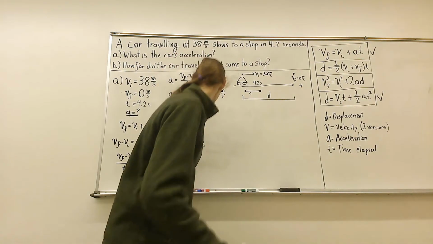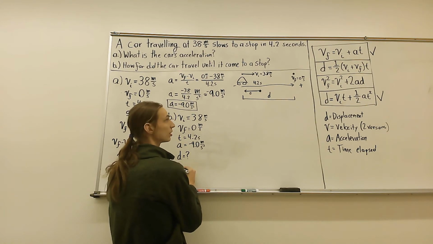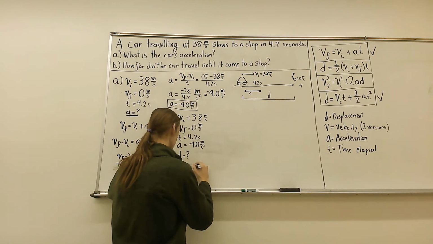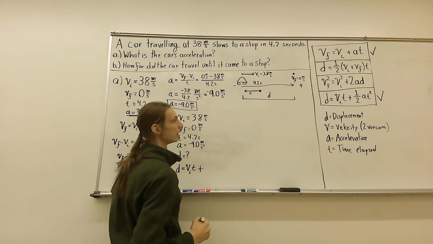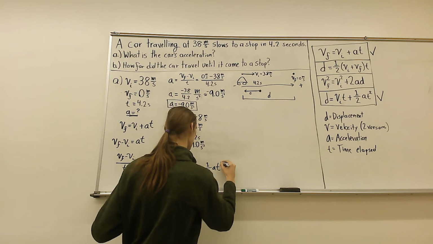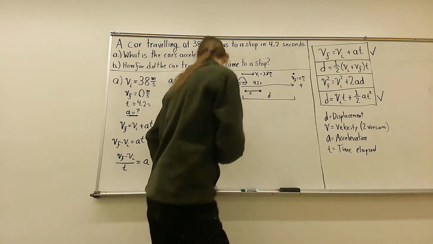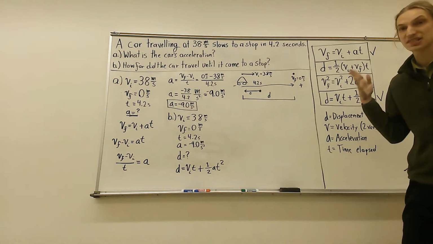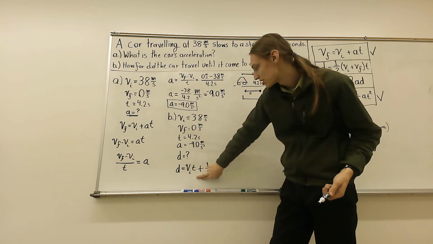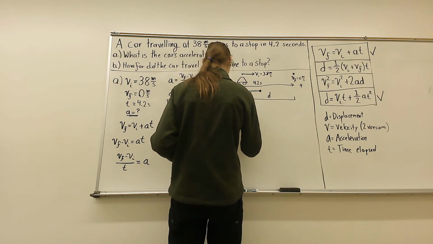So this equation tells us d equals vi times t, so vit plus 1/2 at squared. So now that we have our equation, the reason I chose this one is because it's already solved for us. We're trying to figure out d, and d is already on its own on the left side of the equation. So all we have to do is plug in our numbers.